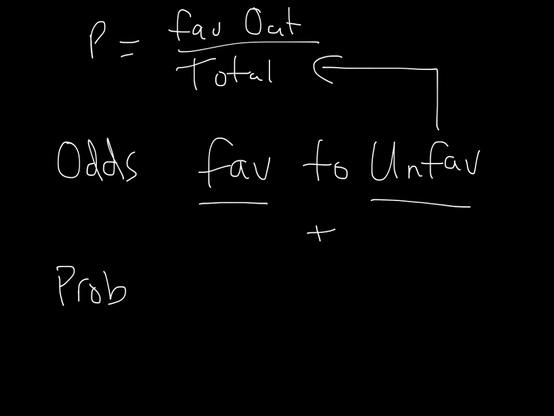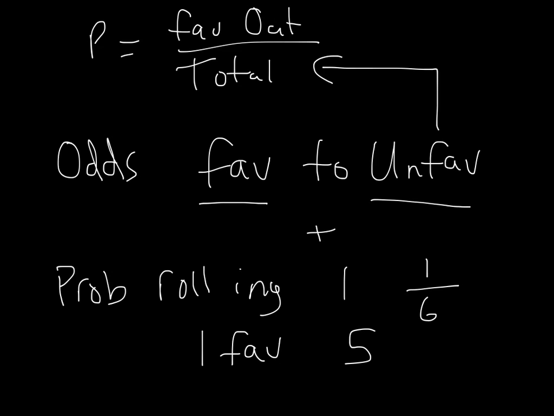Probability of rolling a 1 on a dice. We just talked about this already. 1 out of 6 is the probability of rolling a 1. The odds in favor of rolling a 1, we just have to consider 2 different things. How many favorable outcomes are there for rolling a 1 on a dice? 1. There's 6 total. 1 favorable. How many unfavorable are there? How many outcomes are there that are not rolling a 1? 5. So that's the only difference.